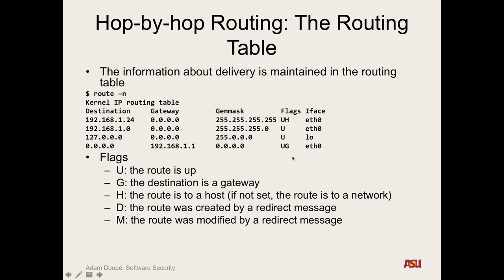And the flags tell us a little more. The U flag tells us that the route is up. G says it's a gateway. H says it's a host route. And D and M tell us if it was modified at all. So it's a good exercise to look at your computer and see if these routes make sense. You can do kind of complicated routing things, which can be pretty cool.